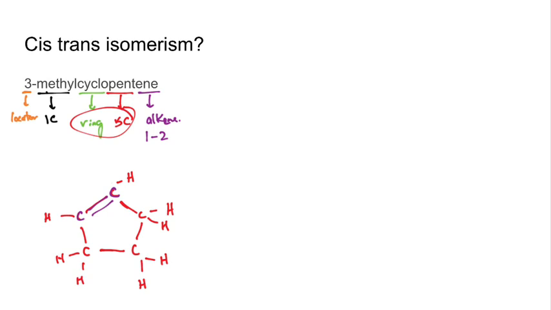I now have this locator 3 for a methyl, 1 carbon. The locator 3 is telling me where I should place an extra carbon. The alkene we defined as positions 1 and 2. So if I'm going to go through and number, this is carbon 1, that is carbon 2, which means that is carbon 3.